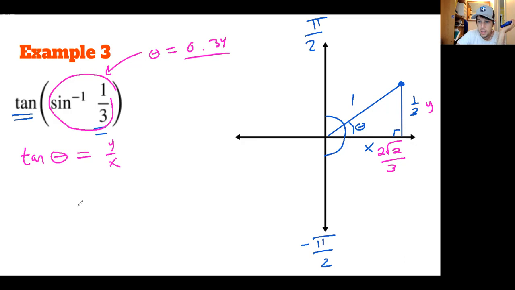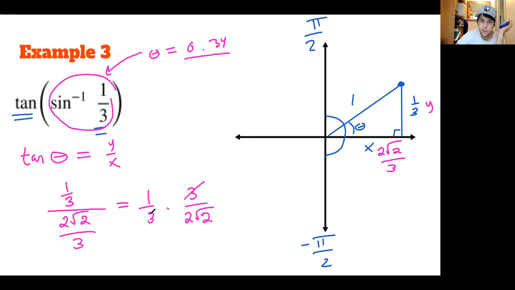Easy enough. It's going to equal 1/3 divided by 2√2/3. Instead of dividing these fractions, I'm going to multiply by the reciprocal. So this becomes 1/3 times 3/2√2. The 3's end up canceling.